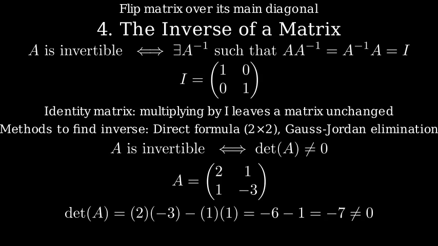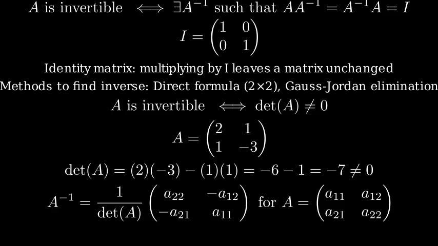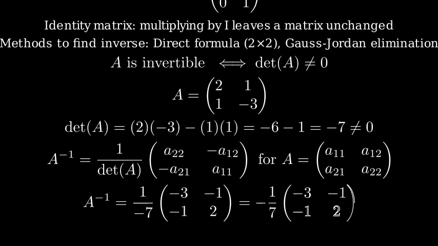For a 2 by 2 matrix, we can use the formula. The inverse of A equals 1 over the determinant of A times a matrix, where we swap the diagonal elements, negate the off-diagonal elements, and flip the signs. Applying this to our matrix, A inverse equals 1 over negative 7 times the matrix (negative 3, negative 1; negative 1, 2), which equals (3/7, 1/7; 1/7, negative 2/7).